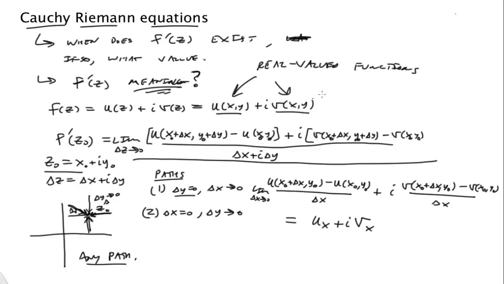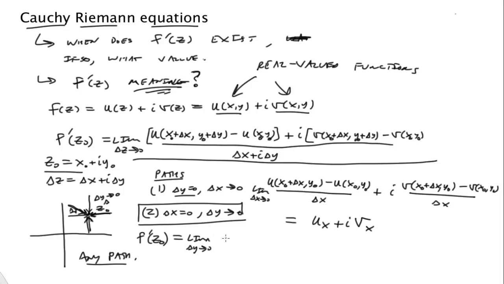Real valued functions, but they're multivariate functions, right? So now let's try the same two paths, but we're going to try path 2 now, okay? So we're going to try path 2, and that's going to be now our derivative. The value has to be the same for each path, so we're going to try this second path now. And it's going to be the limit as now delta y goes to 0.